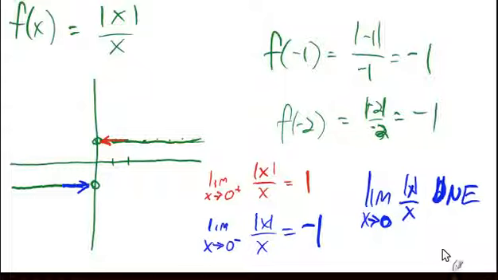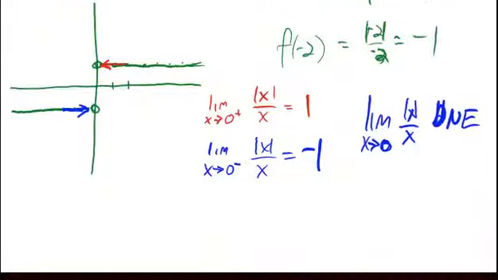So that's right and left-handed limits, one-sided limits. And if we want to analyze one-sided limits, which we will in the next video, we just need to think about what's happening on the right or what's happening on the left, as indicated by the problem.